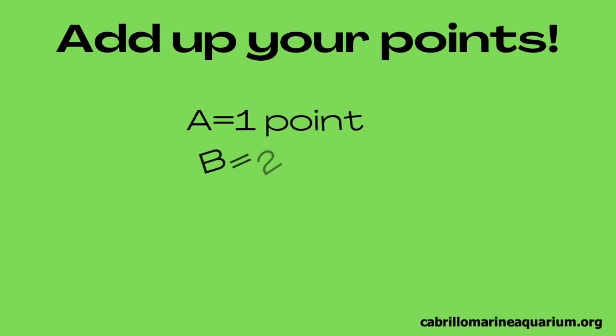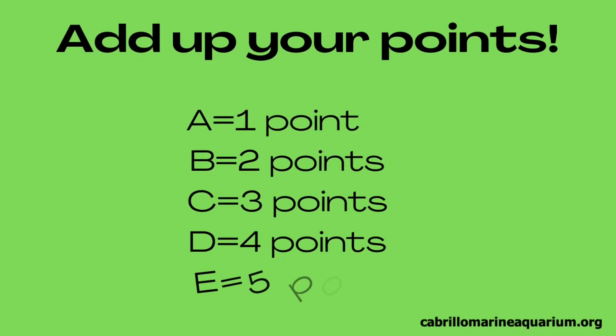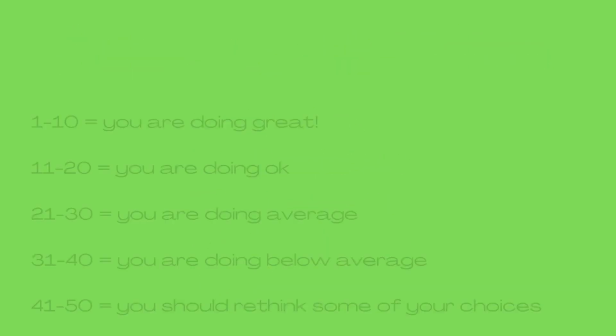Let's add up your points. Give yourself 1 point for each A answer, 2 points for each B answer, 3 points for each C answer, 4 points for each D answer, and 5 points for all E answers. Then add up all of your points.